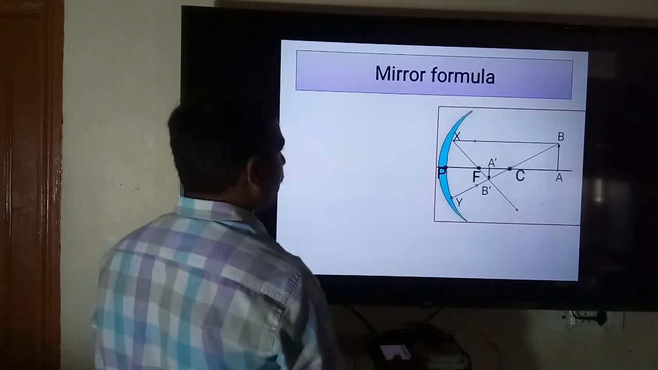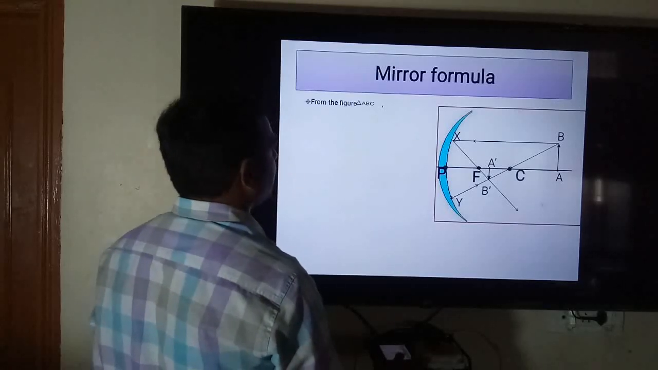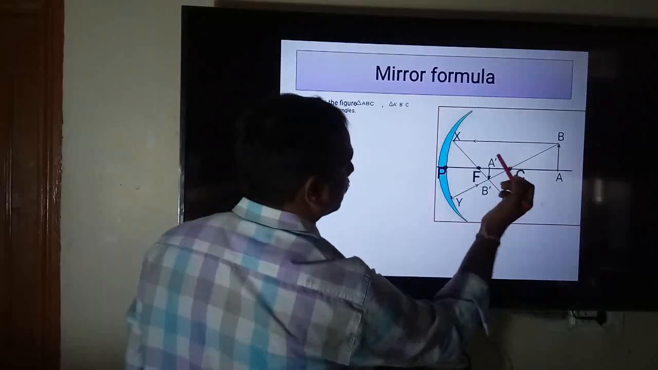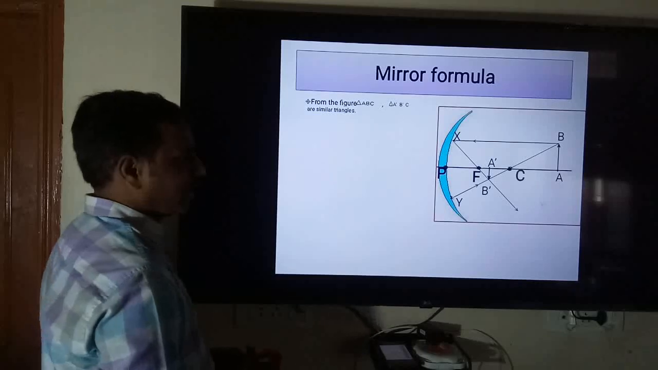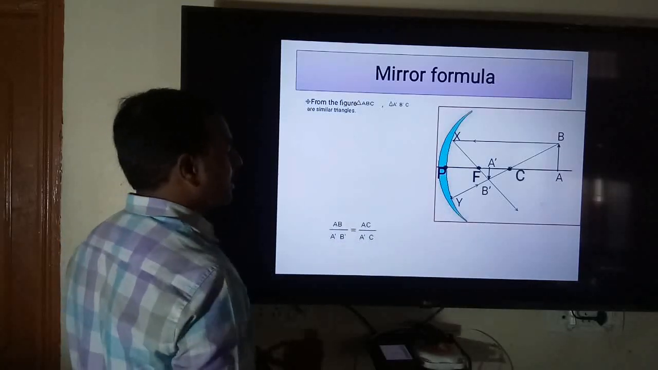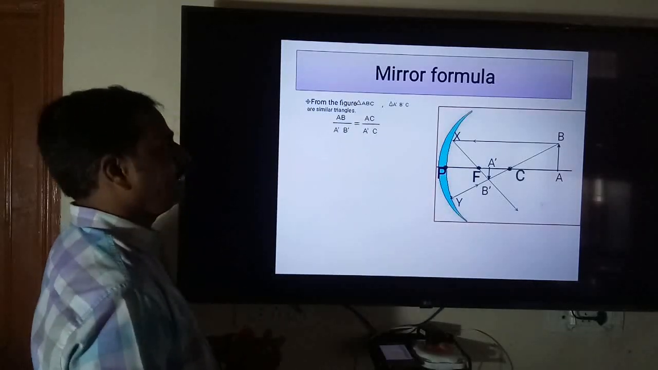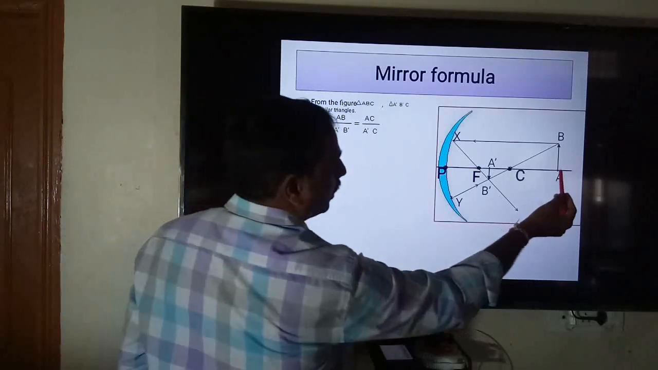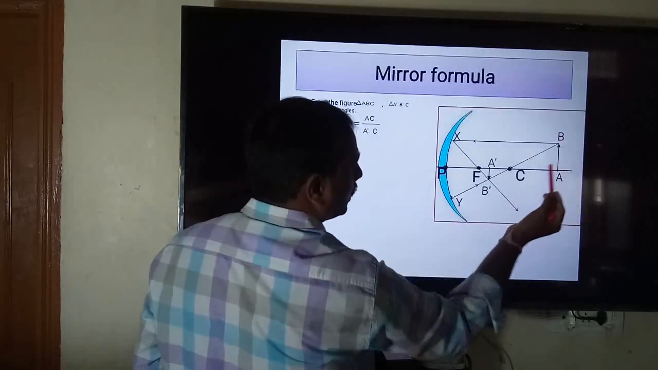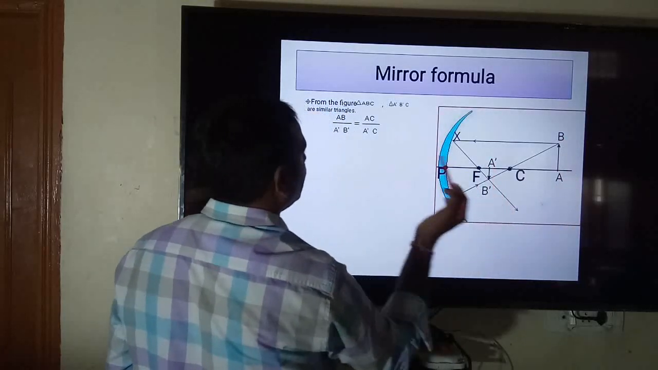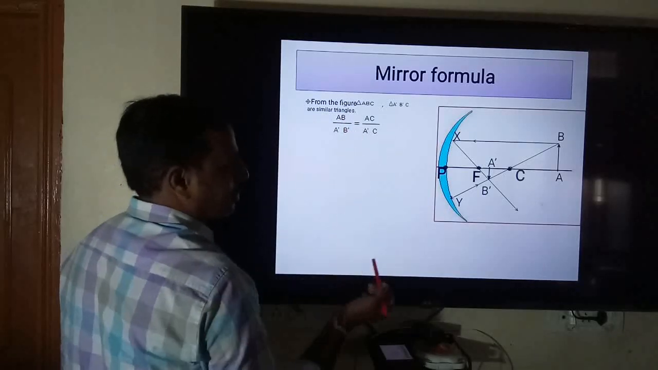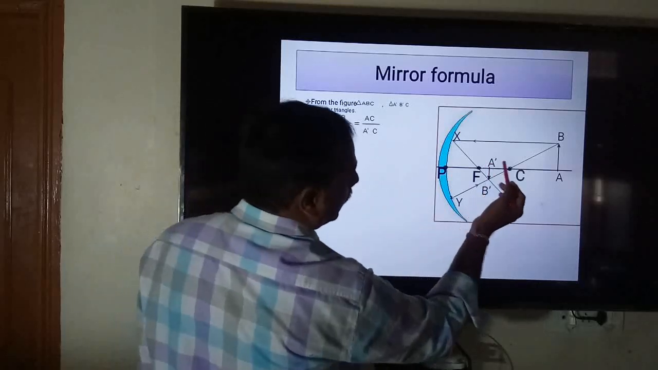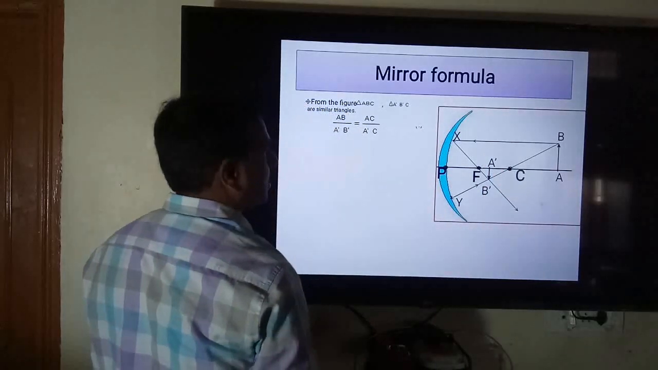See here, I am going to take two triangles, triangle ABC and triangle A dash B dash C. These two are similar triangles. So if these two are similar triangles, I already said that the ratio of corresponding sides is equal. So we are taking AB by A dash B dash. AB is the height of the object, and A dash B dash is the height of the image. AB by A dash B dash equals AC, the length between A and C, by A dash C. So this is equation number 1.